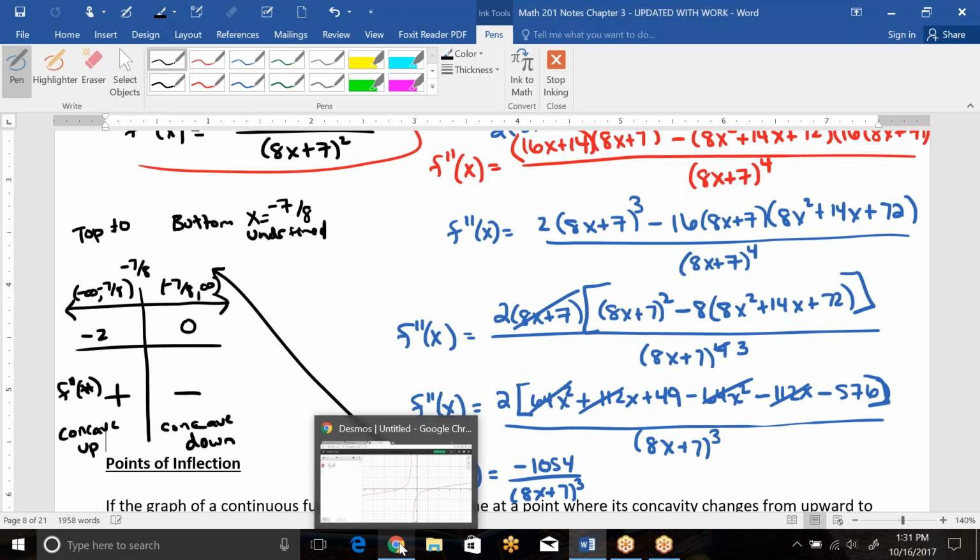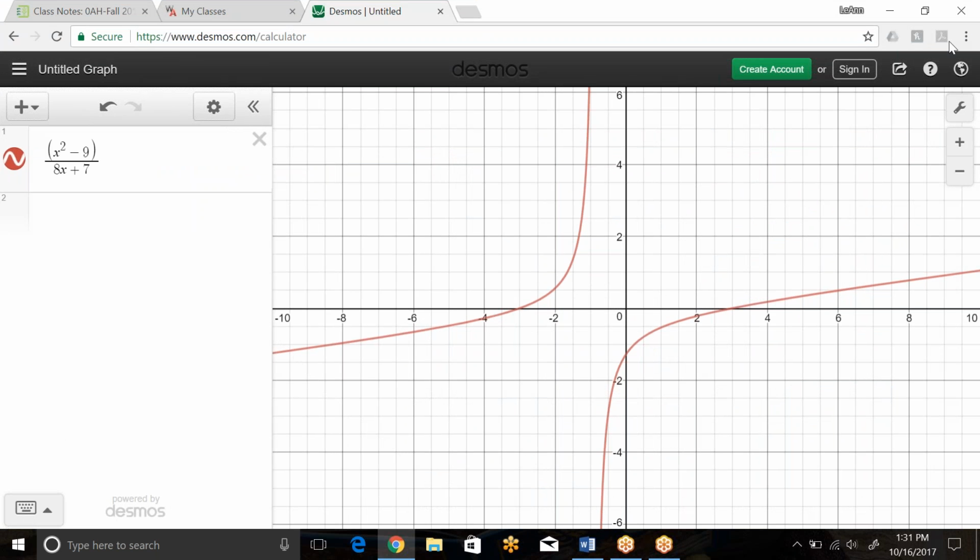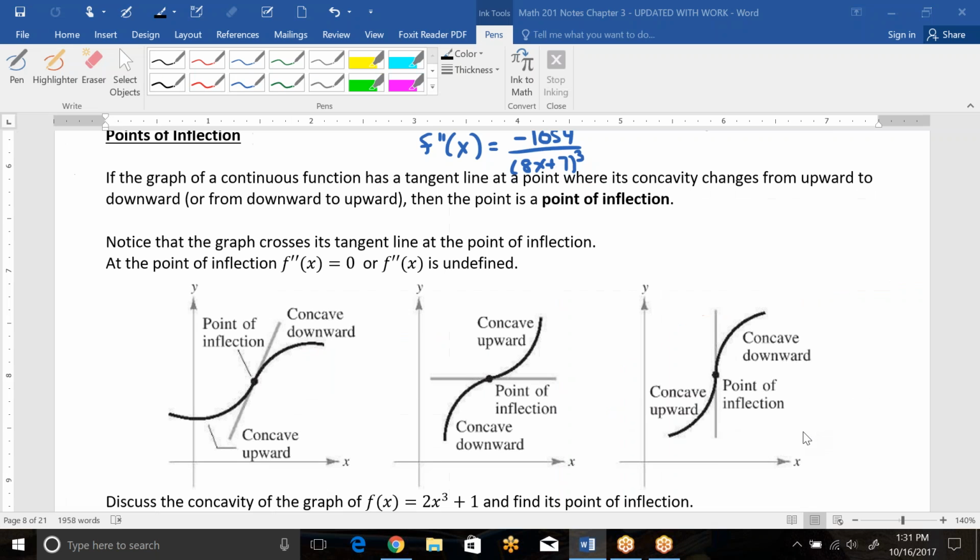I wanted to pull this one up on a graph, so I already did this, so you can see what we're really getting here. Notice there's not like anything really existing at -7/8 because that is an undefined value of the original function. So you have this vertical asymptote right there. But on this side, we are definitely concaving up, and on this side, we are concaving down. So it does give us the correct intervals. Okay. So remember, the next thing we learned about was points of inflection.